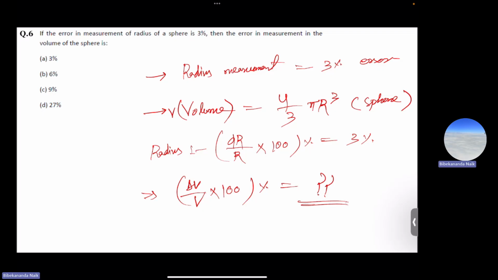So let's solve this one. So here, V is 4 by 3 pi r cube. So this 4, 3, pi, these are constants. So there will be no error because pi, we know the value, pi is 3.142 or 22 by 7. So pi, these values are constant. So the only variable on which the volume depends is r cube.